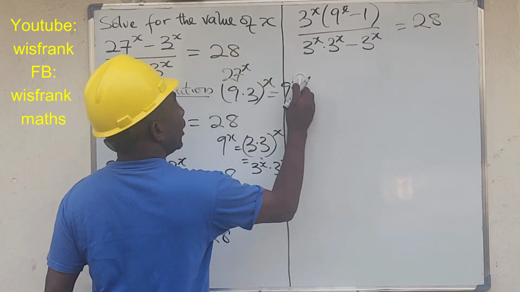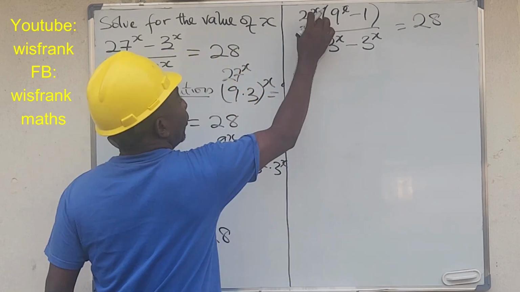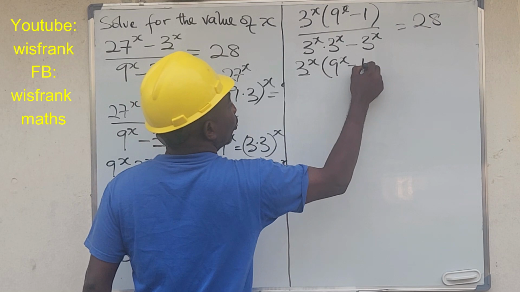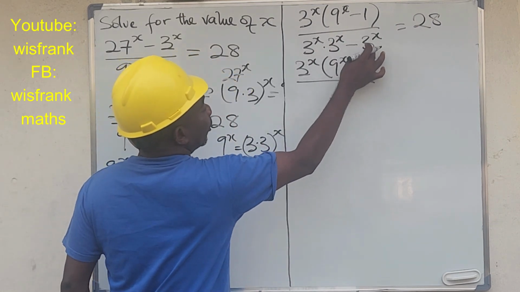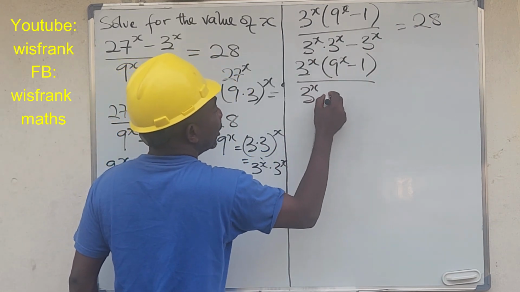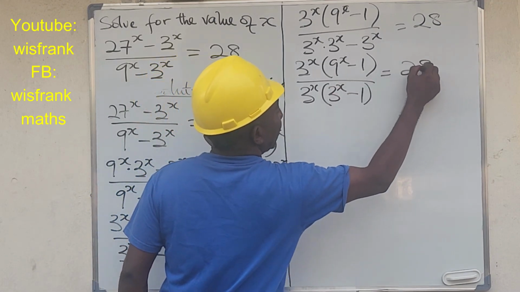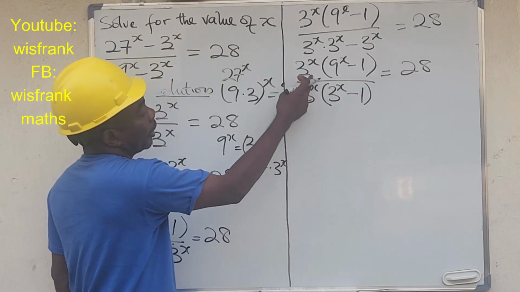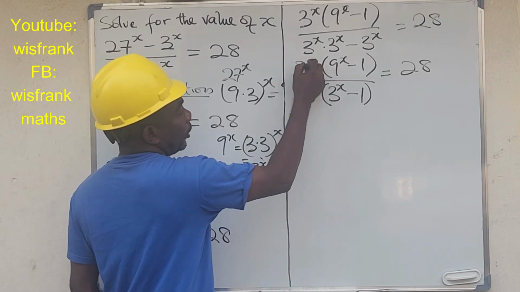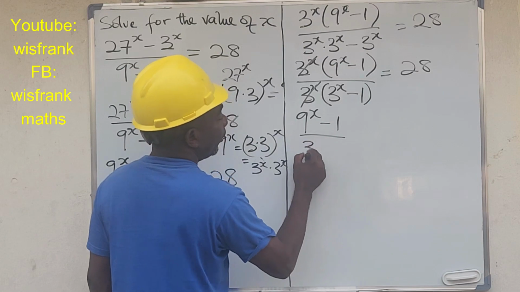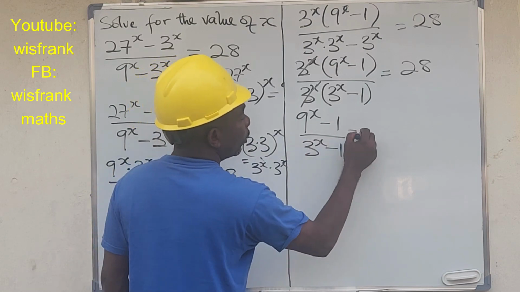So in that case, we can factor out the denominator and we have here 3 raised to the power of x into 9 raised to the power of x minus 1 all over, then factorizing this, 3 raised to the power of x into 3 raised to the power of x minus 1 equals 28. So in this case, we have 3 raised to the power of x and 3 raised to the power of x. They will cancel each other. And we are now left with 9 raised to the power of x minus 1 all over 3 raised to the power of x minus 1 equals 28.